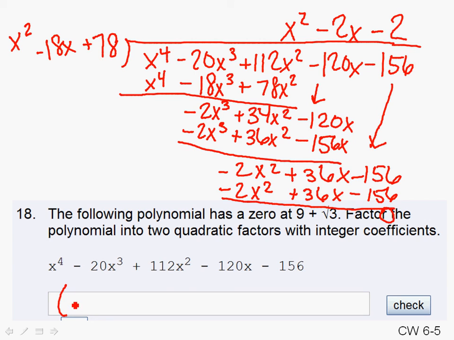Putting that together, our two factors are x squared minus 18x plus 78 and x squared minus 2x minus 2.